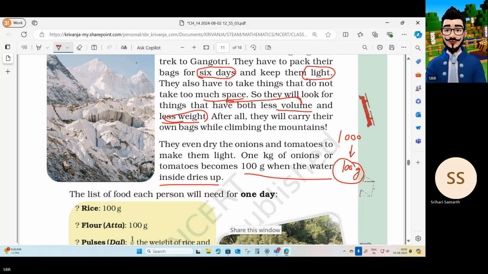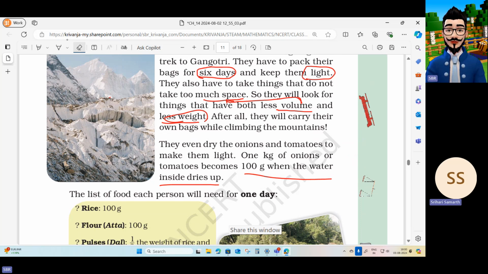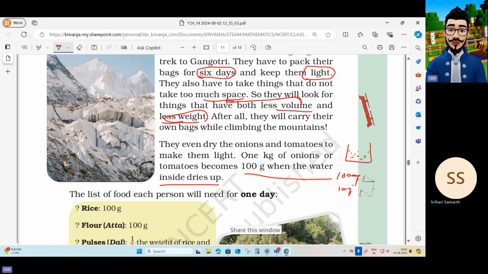Just for cooking, let's say. Even some people will use dry onions for making dishes. They will directly add it into the dish which contains water. See, instead of carrying 1000 grams, is it not better to carry 100 grams of dry tomatoes, and then use it only when it is required? Yes. Okay, read it. It's a very interesting list of information.